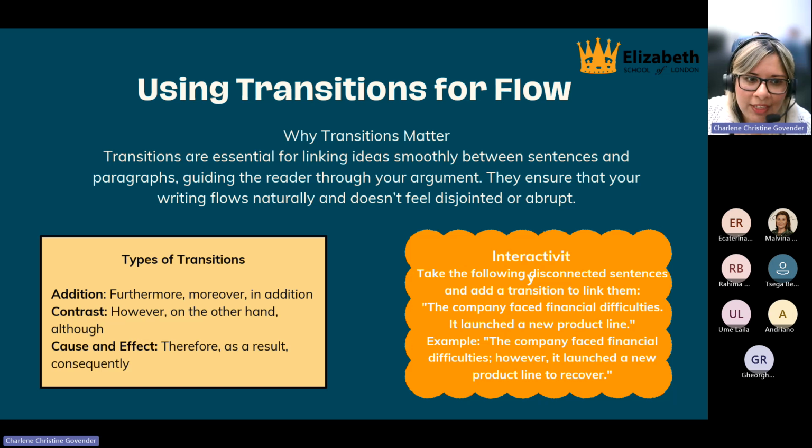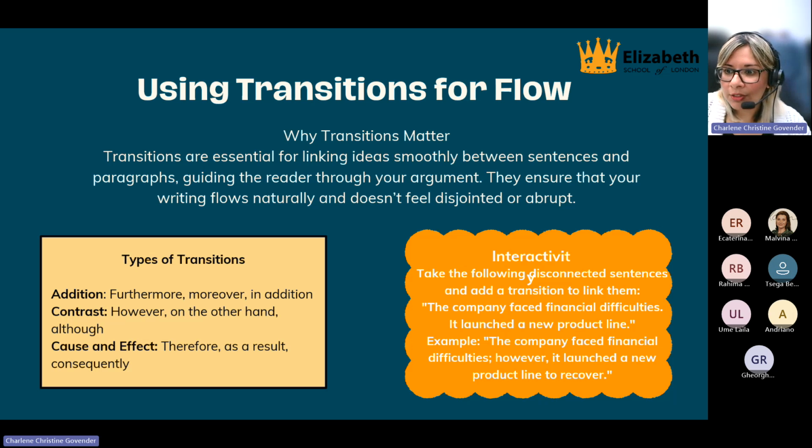So you could use any of these contrast words here to add a transition. The company faced financial difficulties. It launched a new product line. My example sentence includes a however, but you can choose any other words that you want, and it will read as: the company faced financial difficulties. However, it launched a new product line to recover. So what it has done with the use of a transition word is take two simple sentences and join them together and give us a complex sentence.